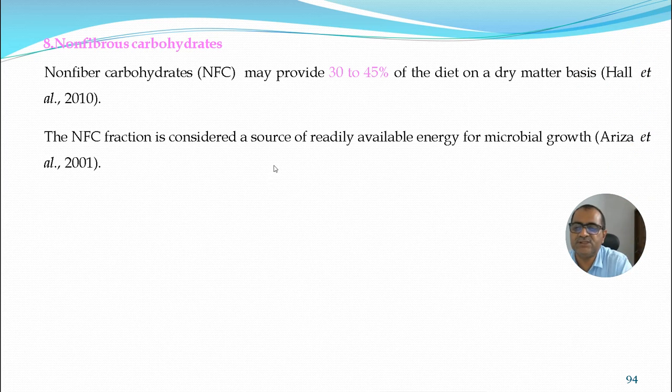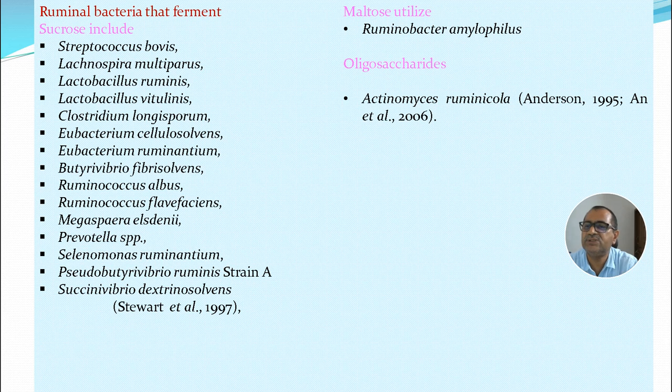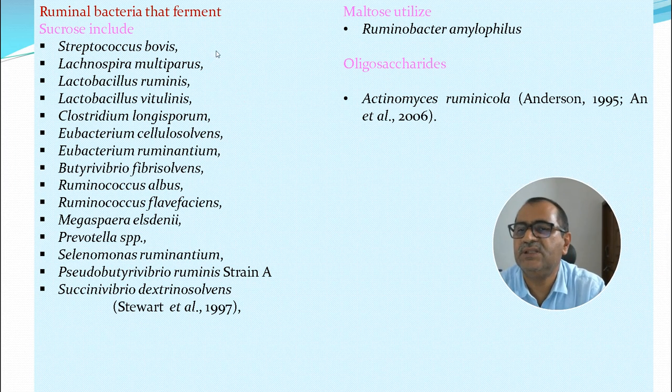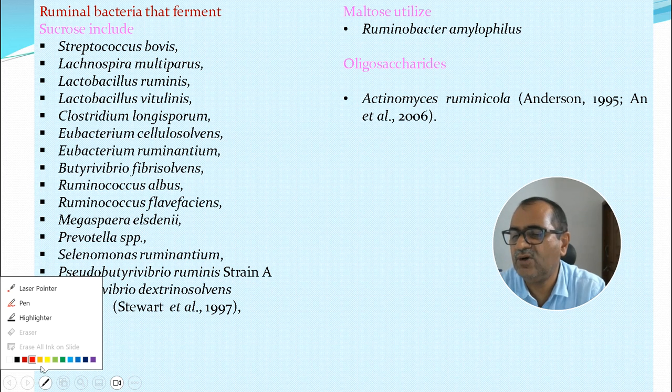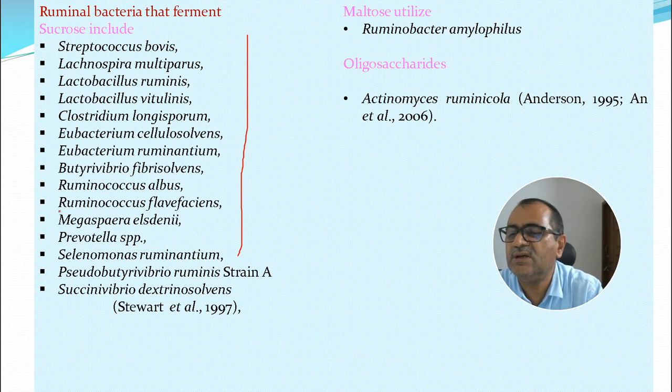And the NFC fraction is considered a source of readily available energy for bacterial growth. Mono and disaccharides also participate. And yesterday we saw that the glucose fermentation process is also one of the important processes of bacterial digestion. Here you can see the different types of bacteria, especially Streptococcus bovis, then the important species Ruminococcus albus, then Prevotella species, and many more.